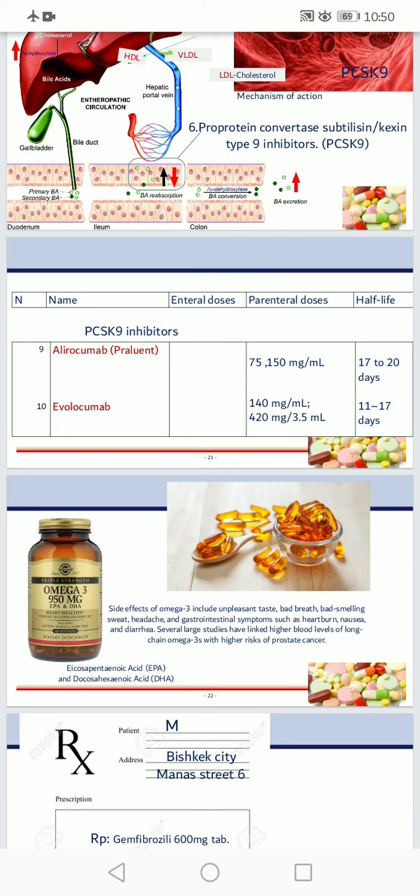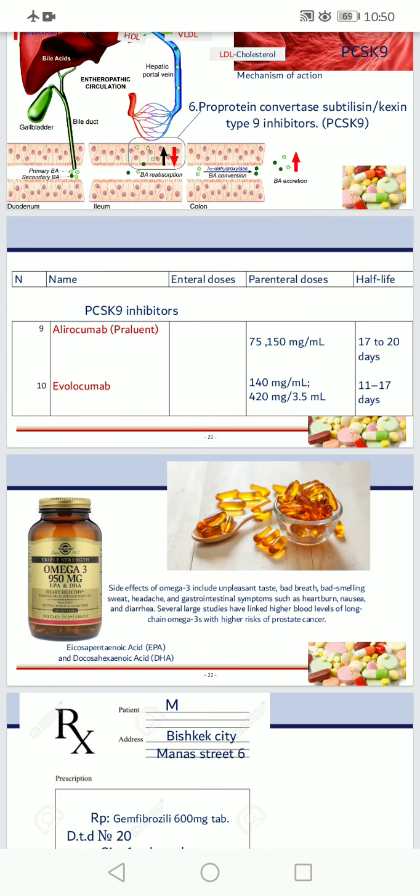Now what are PCSK9 inhibitors? First is alirocumab, Praluent, with parenteral doses of 75 and 150 mg per milliliter, and half life is 17 to 20 days. And next is evolocumab, with parenteral doses of 140 mg per milliliter and 420 mg per 3.5 milliliter. Half life is 11 to 17 days.